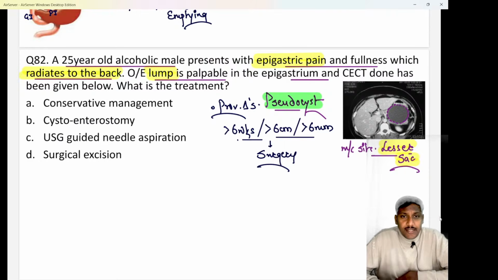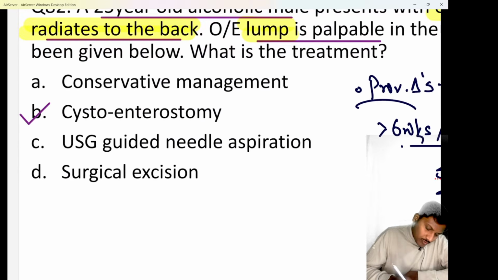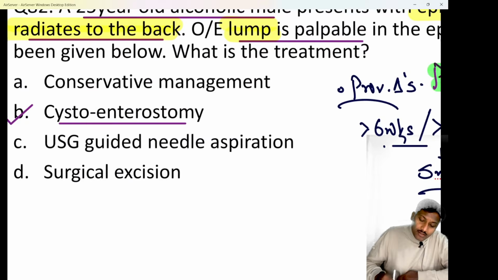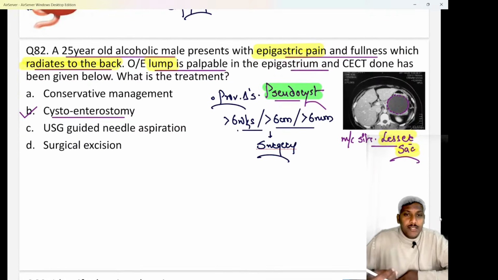And that treatment is nothing else but draining the cyst, draining the fluid collection. Either go for an external drainage, done with an ultrasound guided pigtail catheter, or go for an internal drainage. Internal drainage is preferred, that is a cystogastrostomy or a cystoenterostomy. So here, as we have cystoenterostomy in option B, remember for a pancreatic pseudocyst the best answer will be option B, cystoenterostomy, that is draining the cyst into the intestine. So this is an internal drainage.